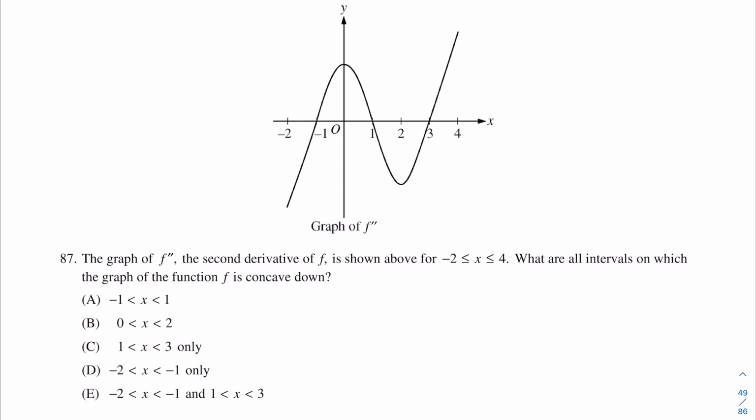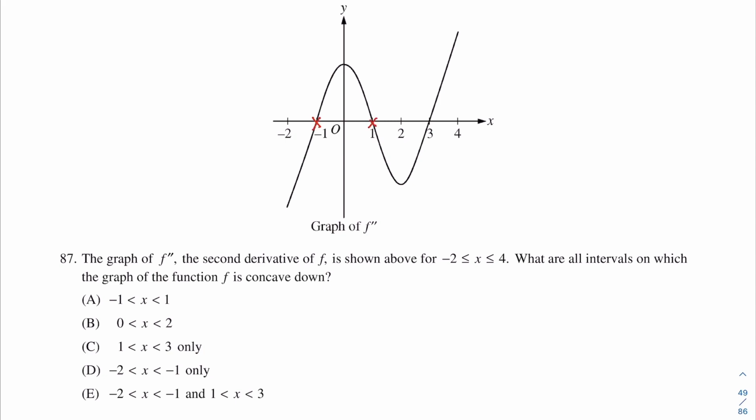87. The graph of f double prime, the second derivative of f, is shown above for the interval of x greater than or equal to negative 2 and less than or equal to 4. What are all intervals on which the graph of the function f is concave down? So we're given the graph of f double prime. So our first step is to find the points of inflection to see where concavity changes. Our points of inflection are wherever the second derivative of f is equal to 0.